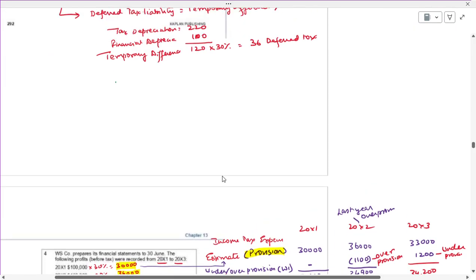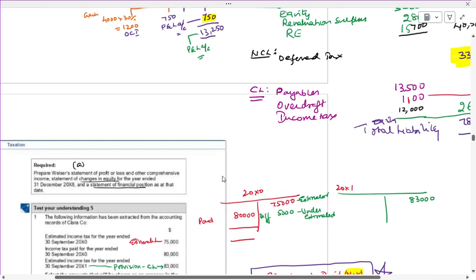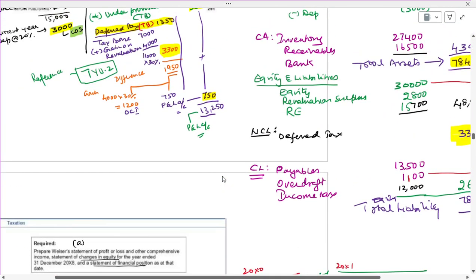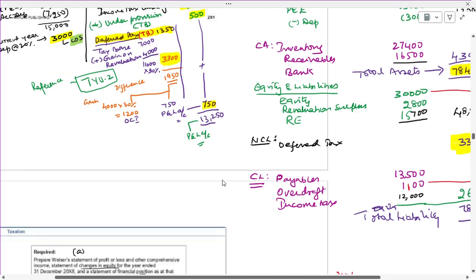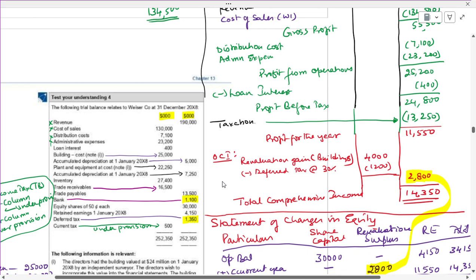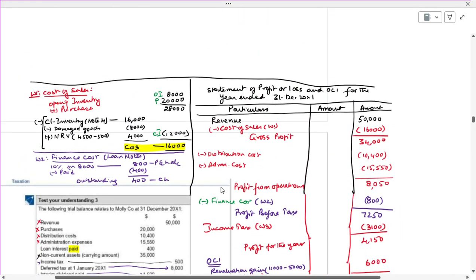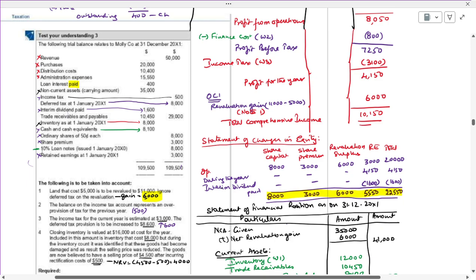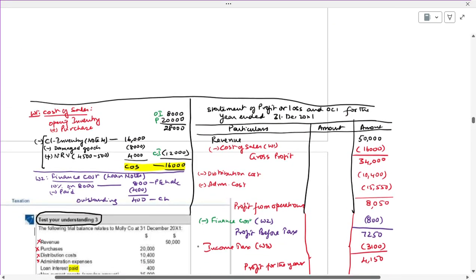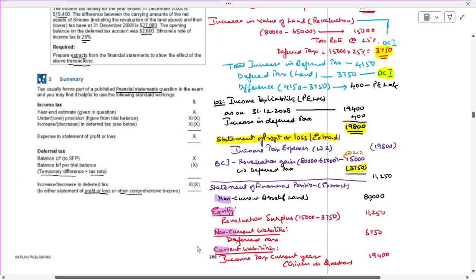Now, what we have learned in this lecture is tax base, temporary difference, and deferred tax liabilities. When you are revising, you revise every chapter, and the problem which is given in the test, the complete financial statements. Are you clear about this? We have done two things: one in test your understanding 3, and one in test your understanding 4.